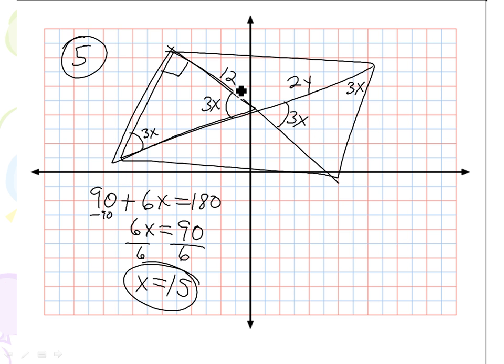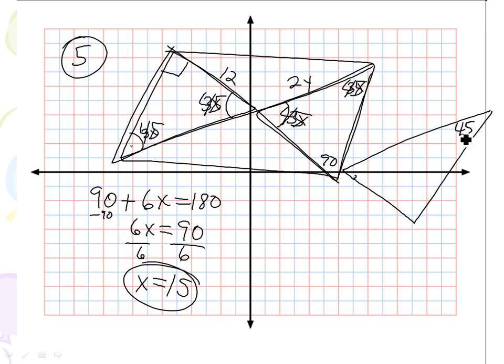But what we can do is use what we just figured out. X equals 15. So what's this angle right here? 15 times 3, which is 45. What's this angle up here then? What's this angle right here then? 45. What's this angle right here then? 45. What's this angle down here have to be then? That has to be 90. So we have this triangle right here on this side. And it's what kind of triangle? And don't say a right triangle. We already used that up. It's a 45, 45, 90 triangle.